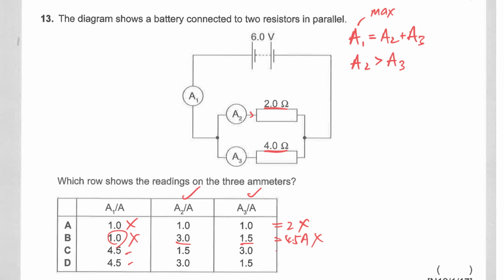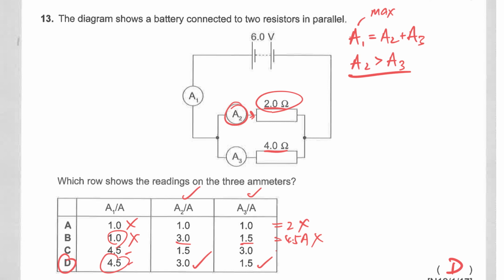But then, like in the previous question, you know that because A2 has lower resistance, the current here has to be greater. So A2 must be greater than A3, and the total is 4.5, so the answer is D. So without doing calculation, you can actually work it out.